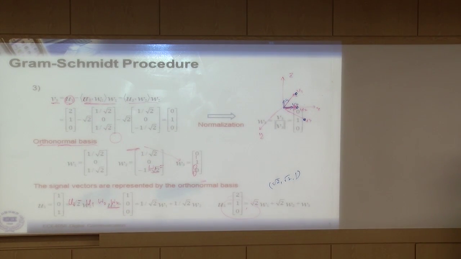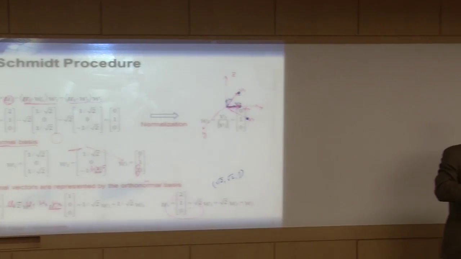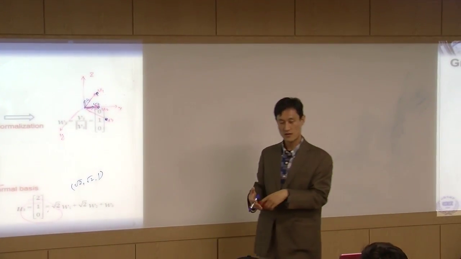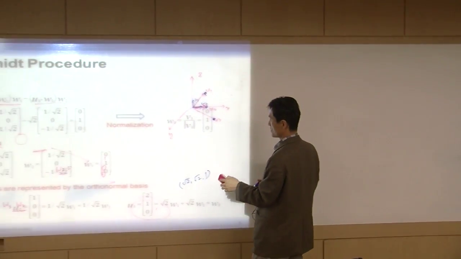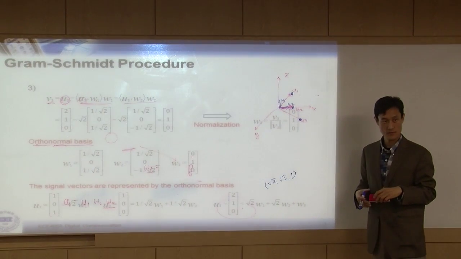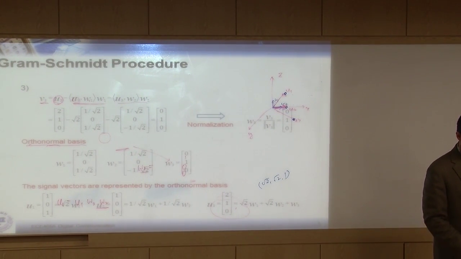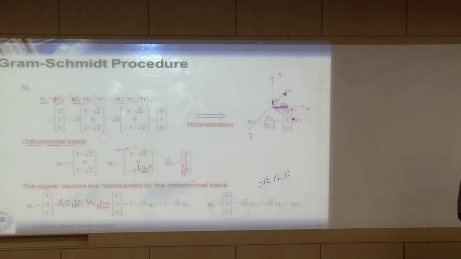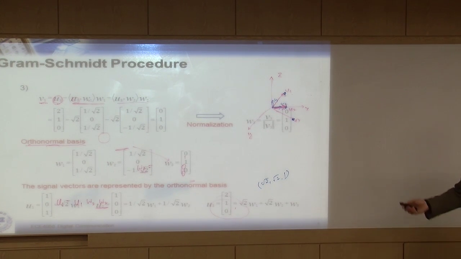If you start from this vector, you get some basis. Starting from another vector, you may get another basis. Okay? So that's the Gram-Schmidt procedure.